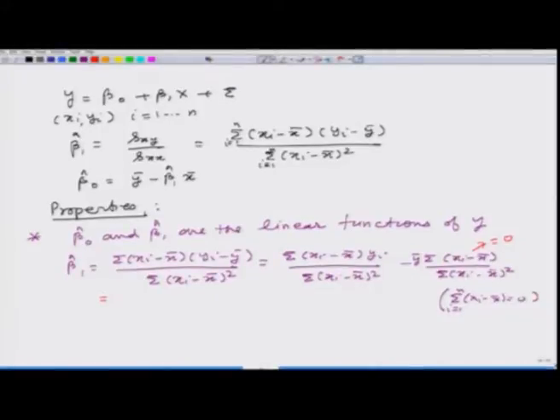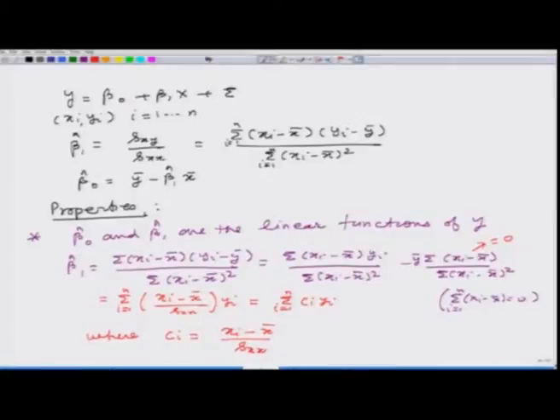Now you can see that this is only a function of yi, and so I can write it as summation i goes from 1 to n, xi minus x bar upon Sxx times yi, or summation i goes from 1 to n of ci yi, where ci is xi minus x bar upon Sxx. So, I can show that this beta 1 hat is simply a linear function of yi.